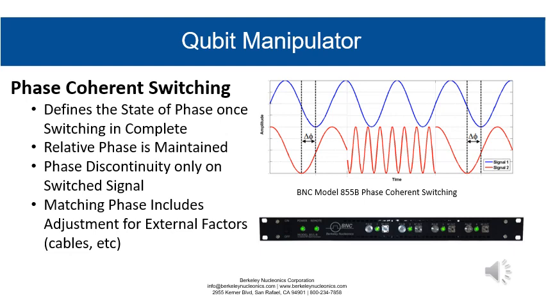If signal 2 is switched to a frequency 2 and then back to frequency 1, the relative phase between the two signals will again be P1. This represents a coherently switched signal.